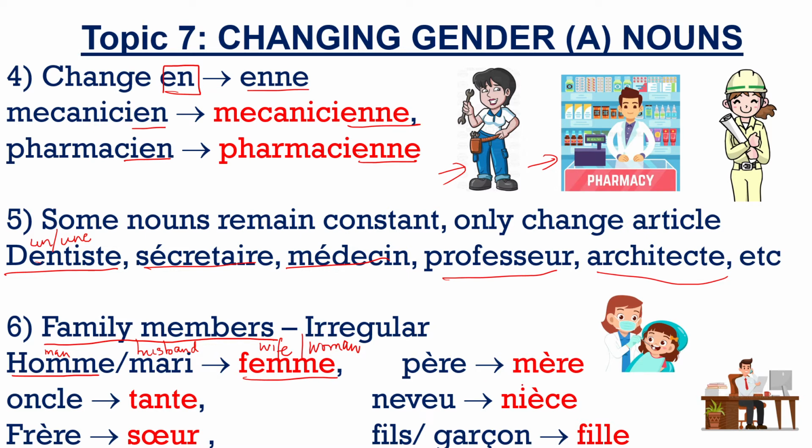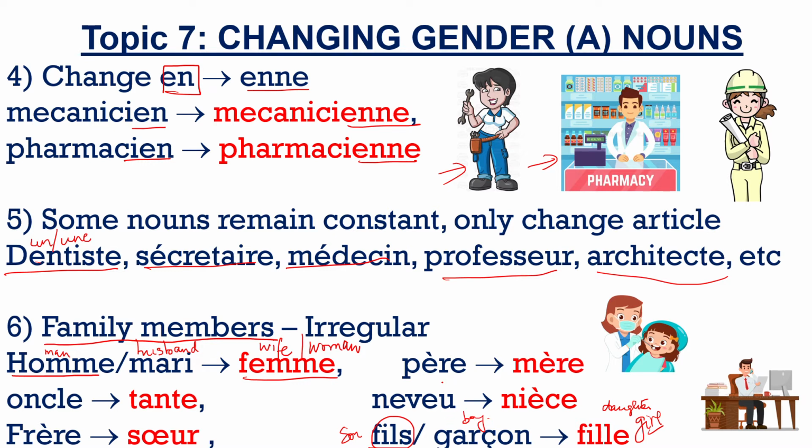Père becomes mère, you know this, father and mother. Oncle becomes tante, uncle and aunt. Neveu becomes nièce, nephew and niece. Frère becomes sœur, brother and sister. And fils is a son, becomes fille, which is daughter. And fille has another meaning, which is girl. So for daughter it is son, which is fils, and for girl it is garçon, which is boy. So same way, femme has two, homme and mari. Fille has two, fils and garçon. So this is the way you have to change the gender of nouns.